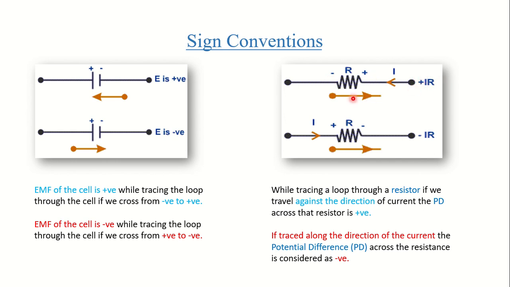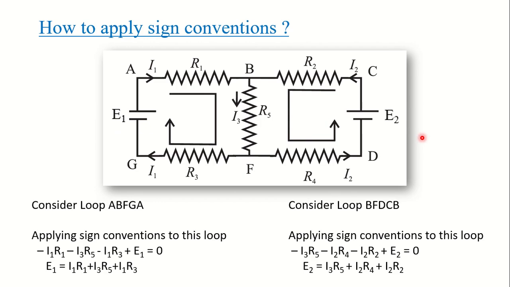Or you can simply understand it this way. If the conventional direction of current and the direction of loop are opposite, then the potential difference is positive. If both the directions are the same, then it is taken as negative. Hope you have understood that. Then we will proceed towards the next slide.